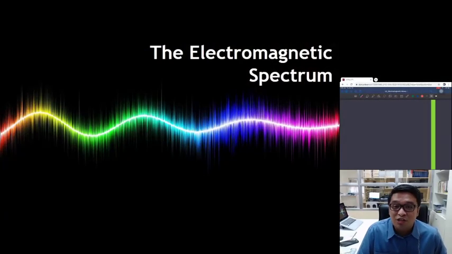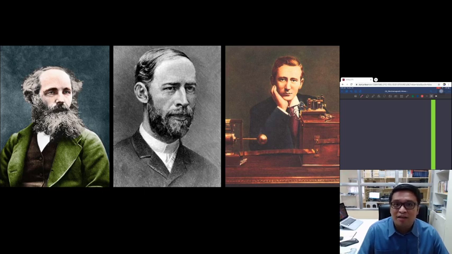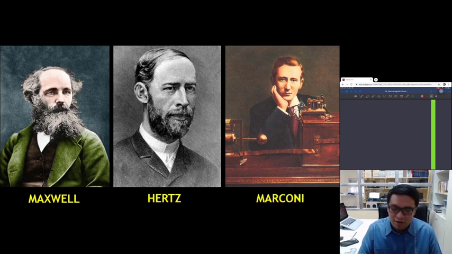We'll start our discussion by recalling what an electromagnetic wave is. An electromagnetic wave is a type of wave that does not require a medium. This means that EM waves do not require a material through which the wave will travel or propagate. In discussing electromagnetic waves, it's important that we start by identifying the scientists that helped discover EM waves. And they are James Clerk Maxwell, Heinrich Hertz, and Guglielmo Marconi.